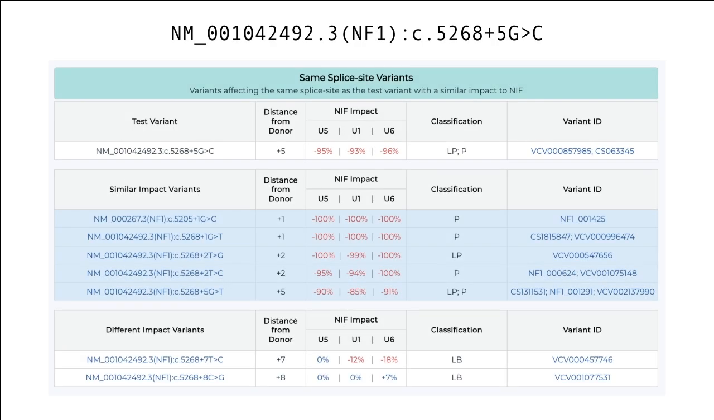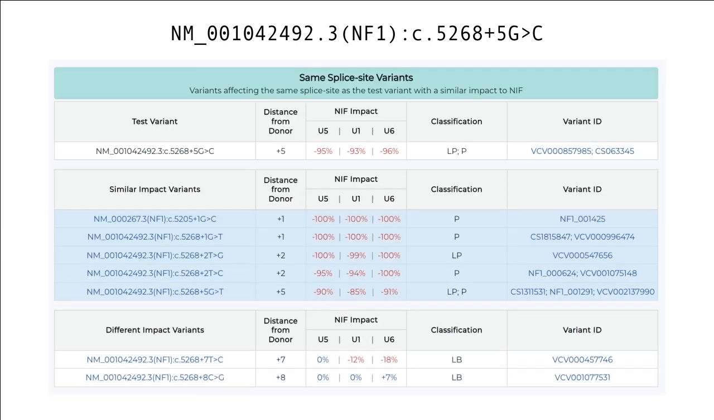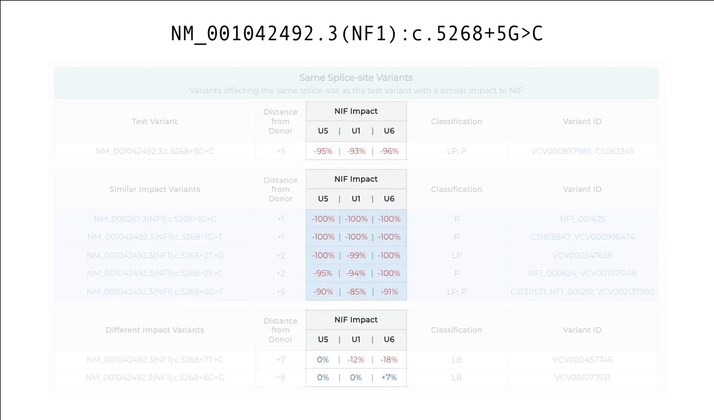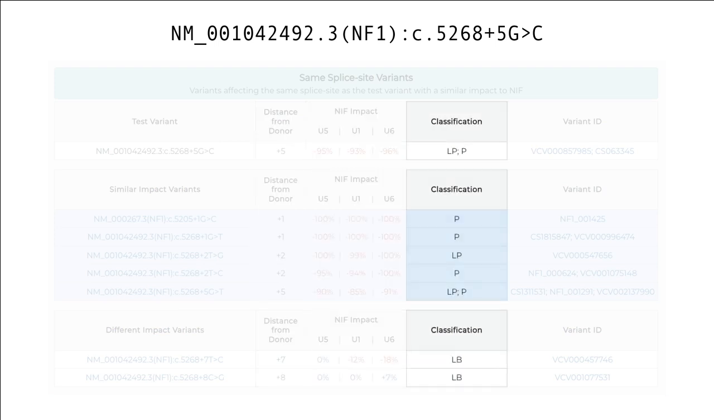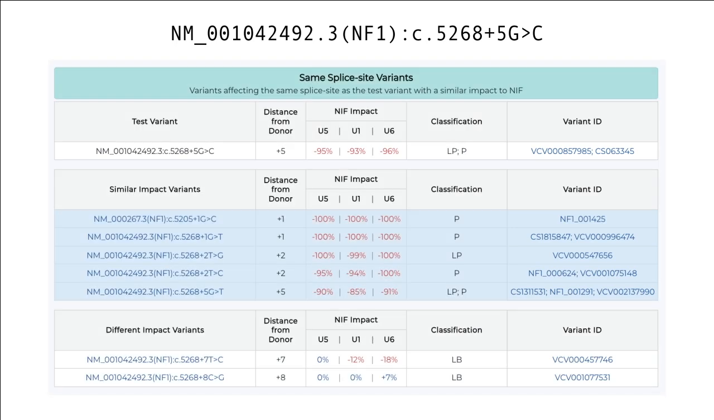Let's look at the same splice site variant table for this NF1 plus 5 donor variant in intron 37. GENEie identifies 7 uniquely classified variants in the reference set affecting the same NF1 intron 37 donor. This table separates variants into those with similar impact and those with different impact. The columns show each variant, their position, the NIF impact to each zone, the classification, and a link that directs you to the original submission.